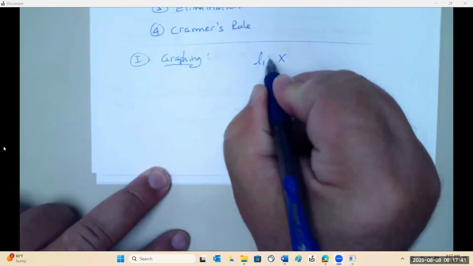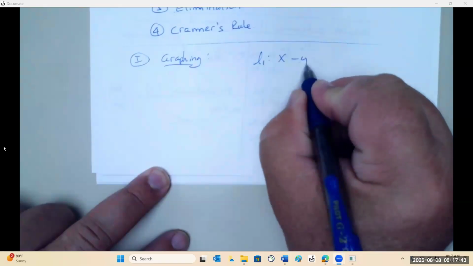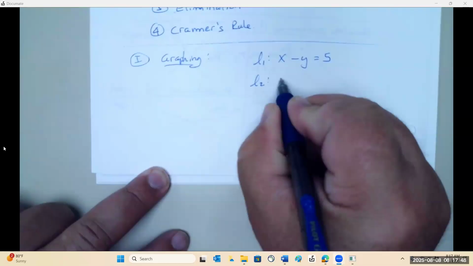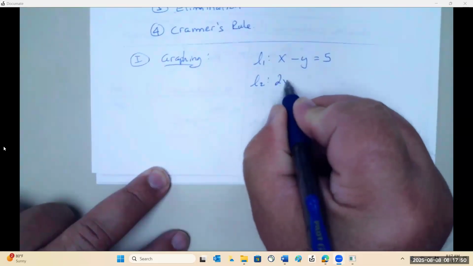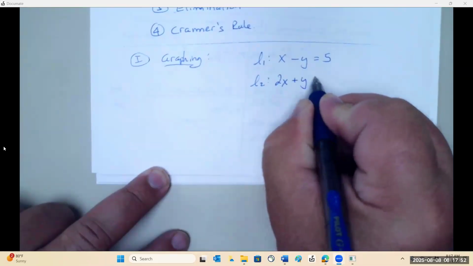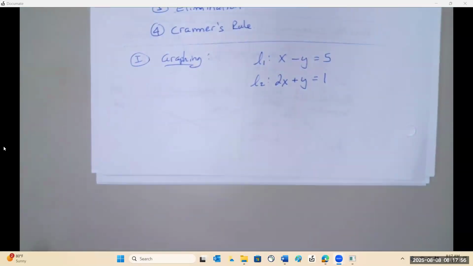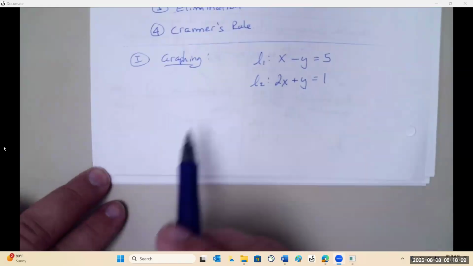We're going to use line 1: x minus y equals 5. Line 2: 2x plus y equals 1. In order to graph these lines, we're going to take both of these lines and graph them on the same picture, and wherever they cross, that's our answer. So how do we graph them? What do we have to do first?